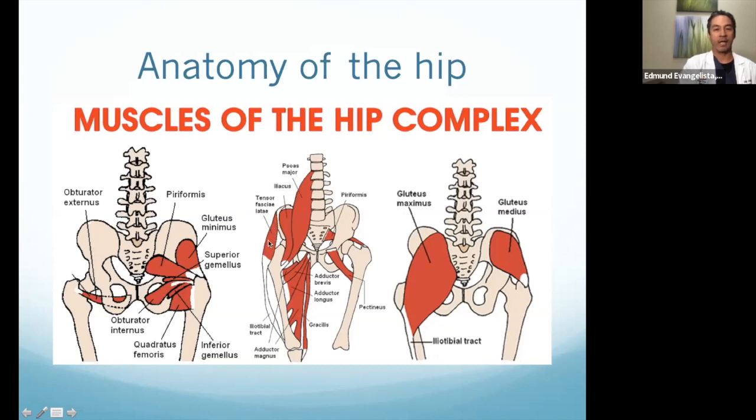The tensor fasciae latae muscle on the side of the hip turns into this long fibrous band that crosses the side of the hip all the way down to just below the knee. In the back of the hip, there are several muscles, including the piriformis. And in the front of the hip, you have the hip flexors or iliopsoas muscles in front of the hip and groin area.